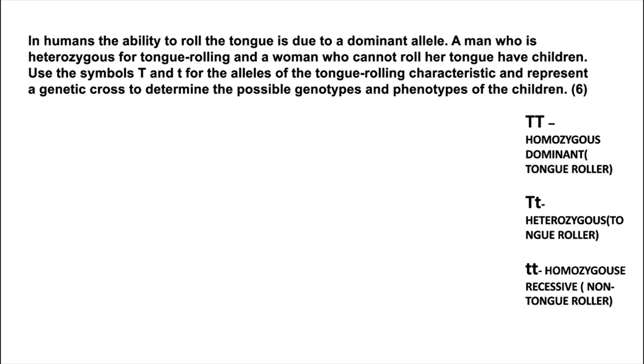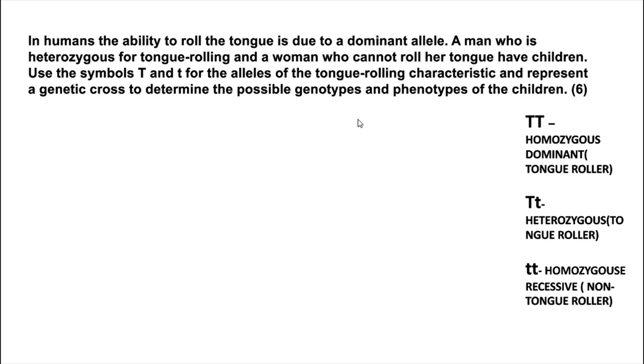So for someone who is a tongue roller, you're going to choose from the two genotypes, which is capital letter TT and capital letter T and a small t. Because capital letter TT is homozygous dominant and this person is a tongue roller. And the second one, which is heterozygous, capital letter T, small t, its phenotype is also tongue roller. So according to the statement, you're going to choose between the two by looking at the statement. So for someone who is a non-tongue roller, you're just going to write the homozygous recessive, which is small letters tt.